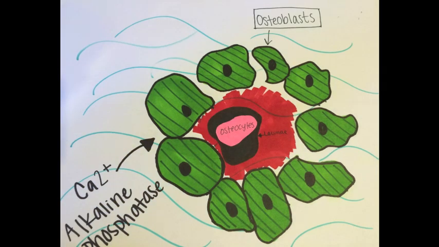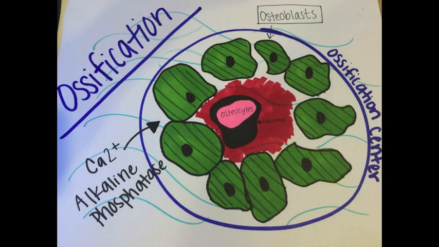Osteoblasts, when surrounded by calcified bone matrix, can differentiate even more into osteocytes, which are housed in the lacunae, which is represented by the black. Ossification takes place in an ossification center, represented by the big blue circle.